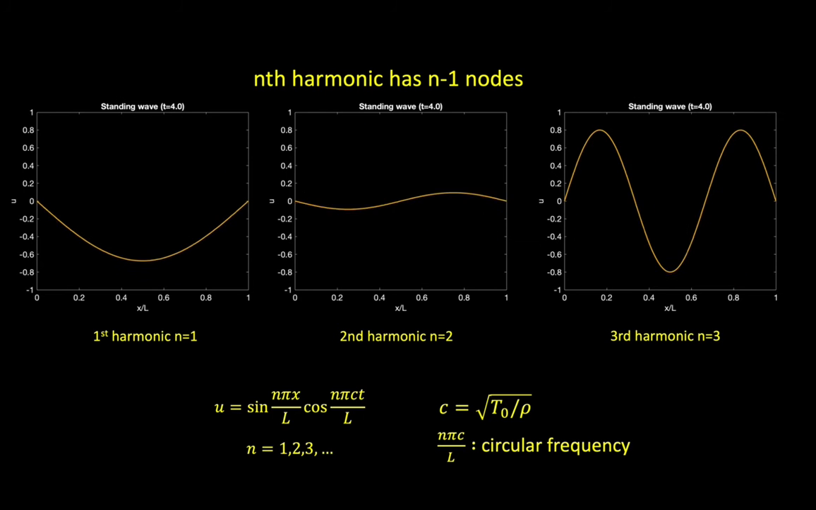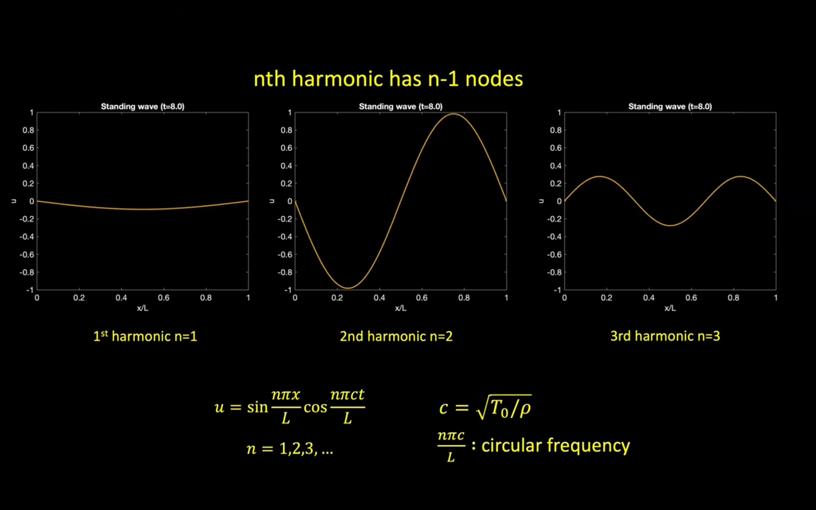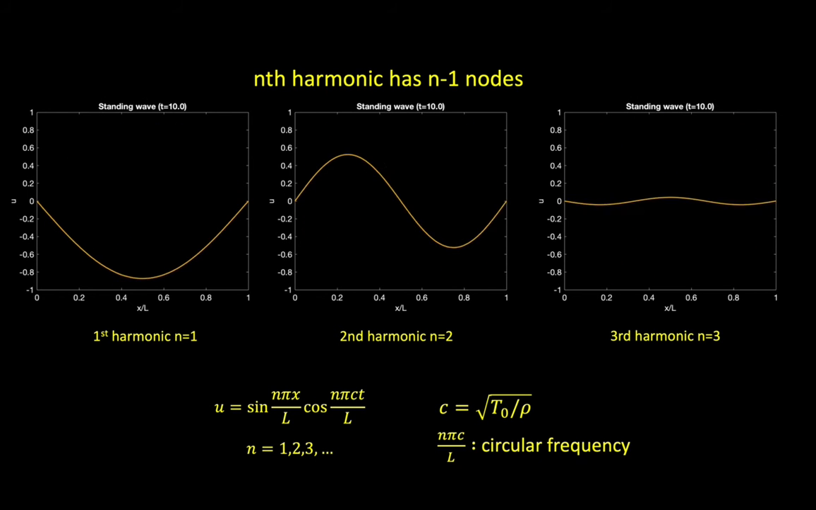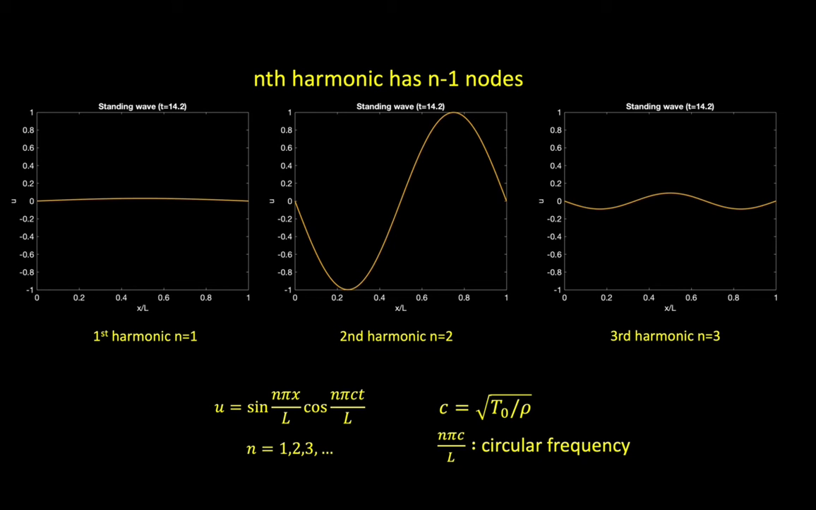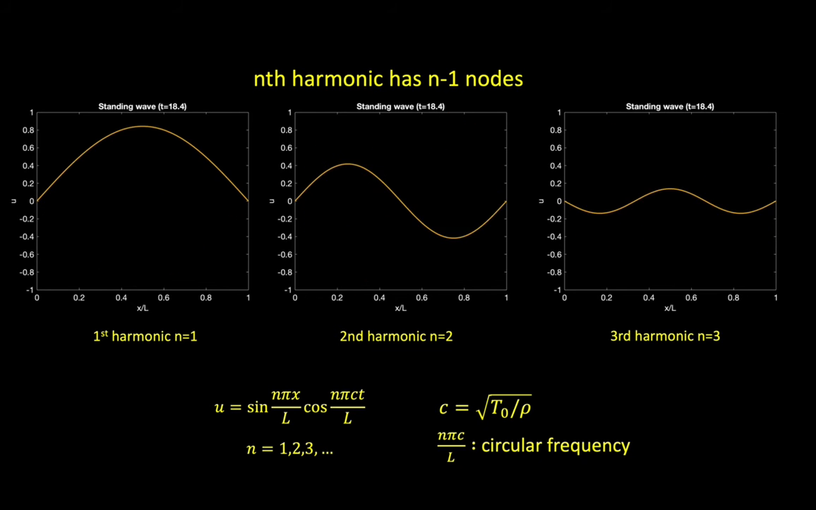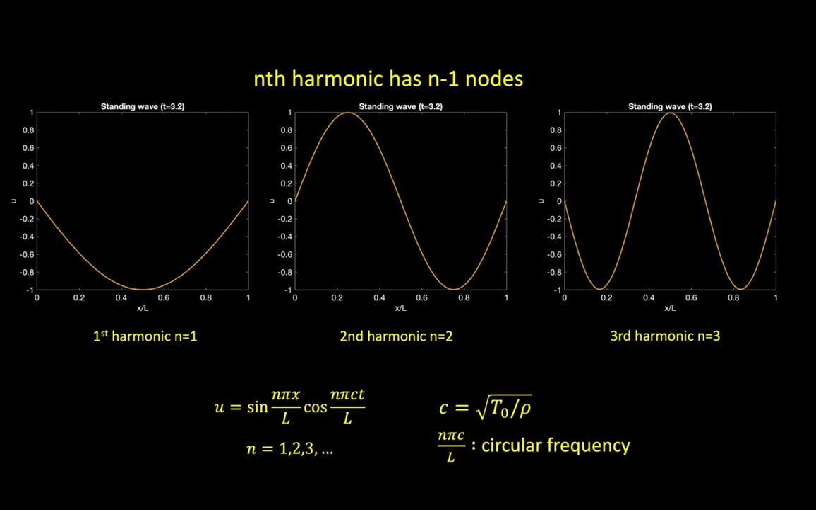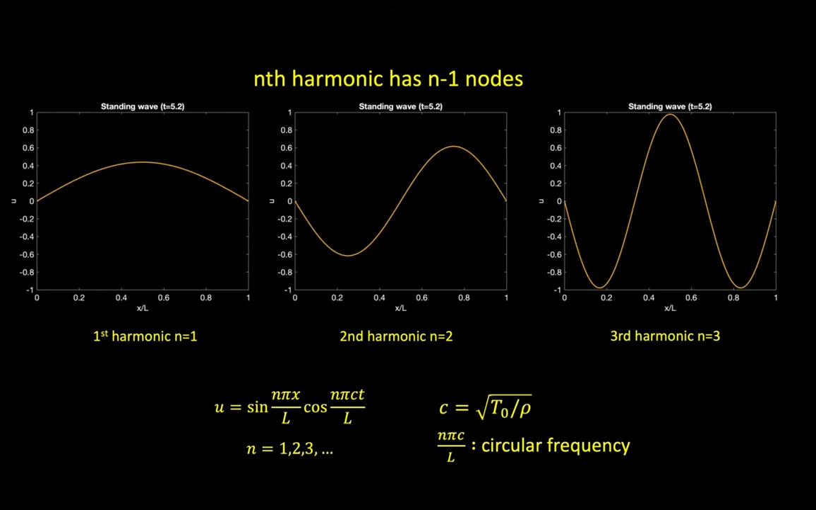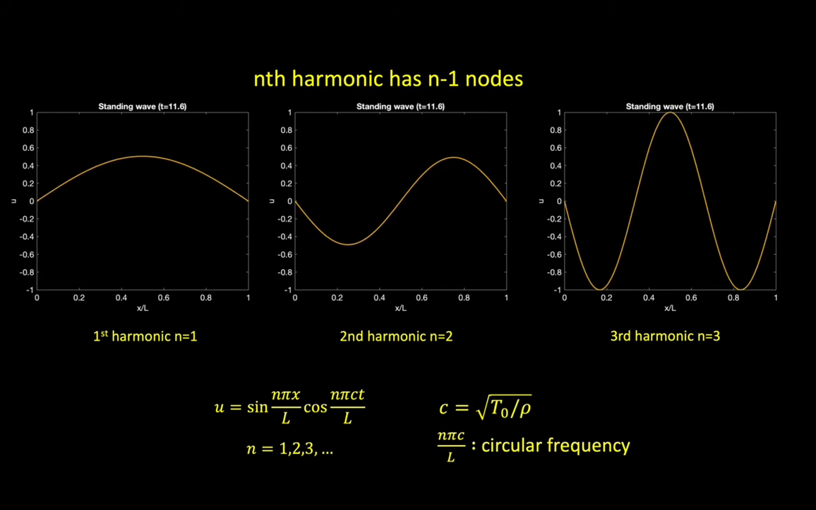Here, the second harmonic has twice the frequency of the first harmonic because the n term in the circular frequency doubled while the other terms stay the same. The figure on the right is the case with n equals 3, the third harmonic. It has two nodes and has an even higher frequency as expected. We can notice from these figures that the nth harmonic wave has n-1 nodes.